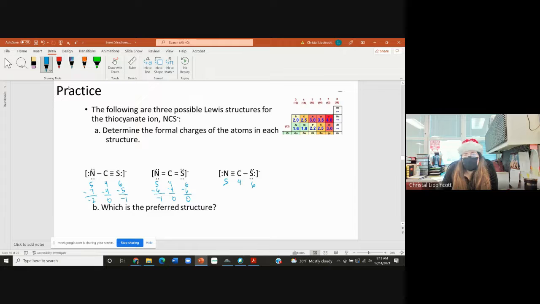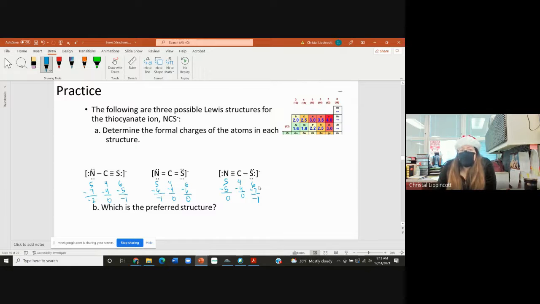Okay, so it's at a 0. Nitrogen here has how many? 5. Carbon has 4. And sulfur has 7. Okay, oops. Messed that up, sorry. There we go. -1. Okay.